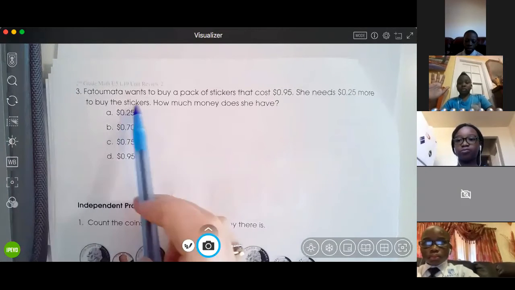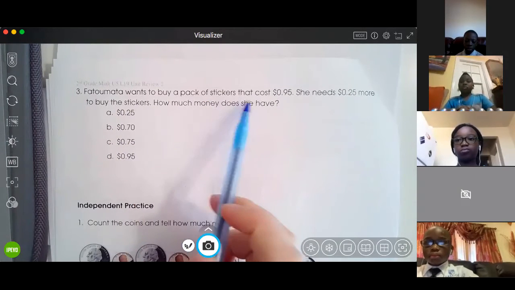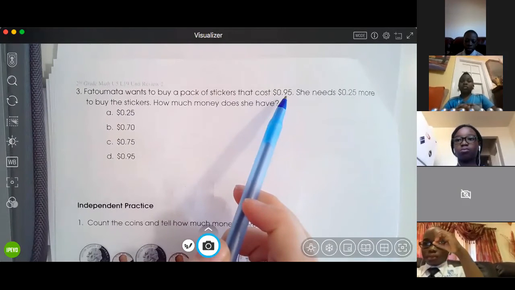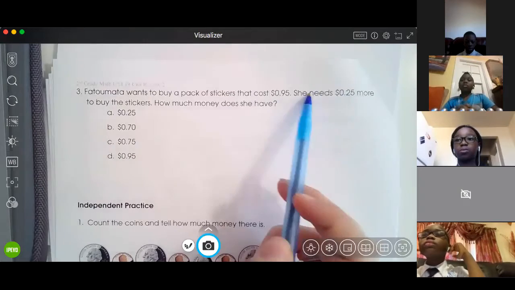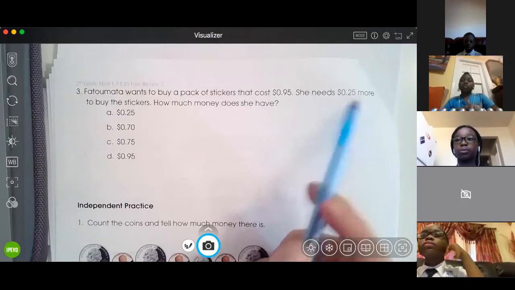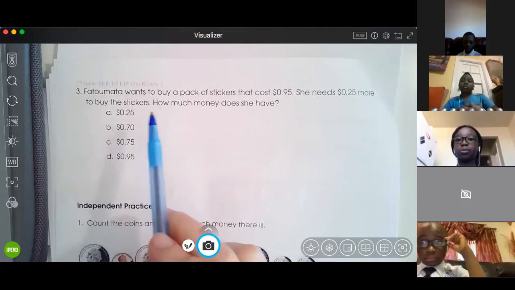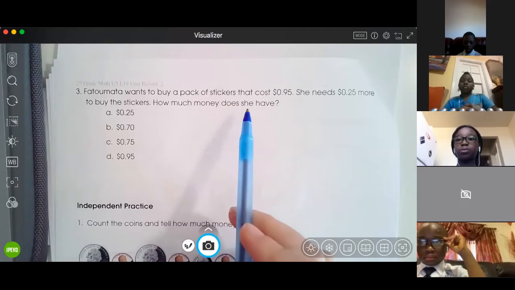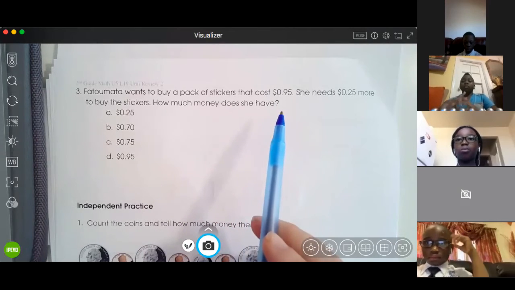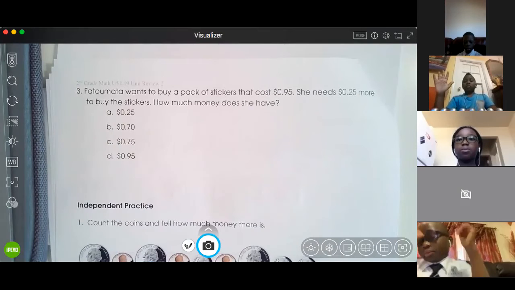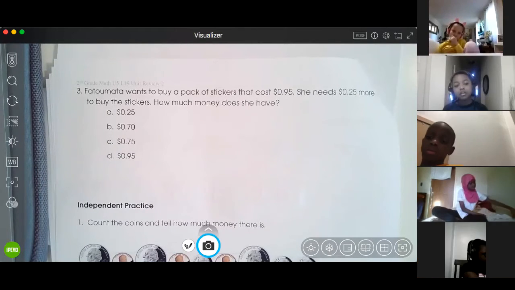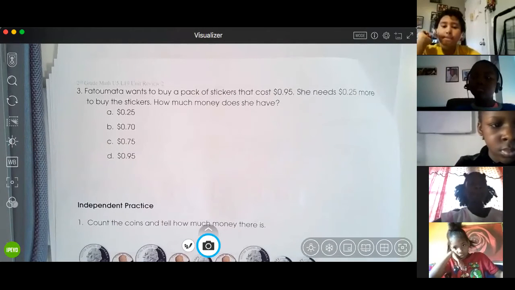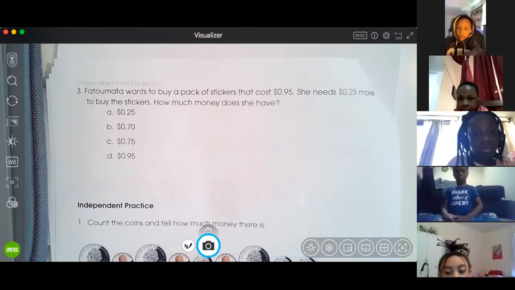Fatimata wants to buy a pack of stickers that costs 95 cents. She needs 25 more to buy the stickers. How much money does she have? Looking for one scholar to tell me what this question is asking in their own words. Nomar, point for Nomar, so engaged, his hand shot right up. Nomar, go ahead.